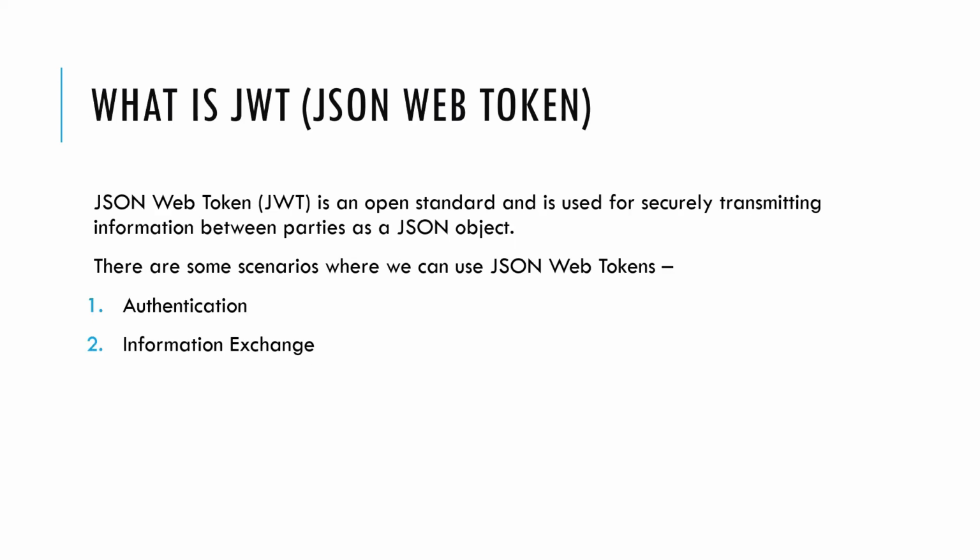So what is a JWT? The JSON Web Token is an open standard and is used for securely transmitting information between parties as a JSON object. There are some scenarios where we can use a JSON token, like, as we discussed earlier, authentication or information exchange.